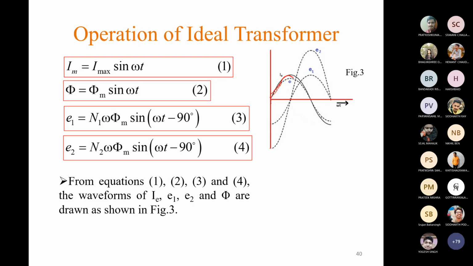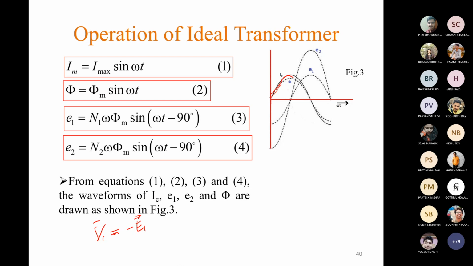And Im is in phase with phi m, so you can draw I along the same line, and E1 and E2 vertically downward. Now as per Lenz's law, we know that the applied voltage V1 is equal to minus E1, because the cause of the production of E1 is actually V1, the applied voltage. So E1 is the effect, V1 is the cause, and the effect will always oppose the cause.